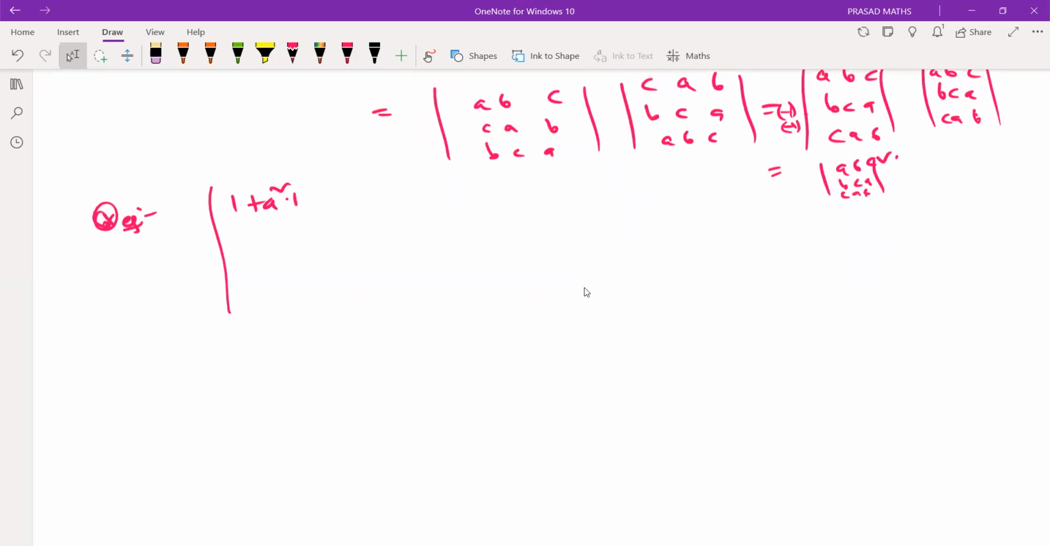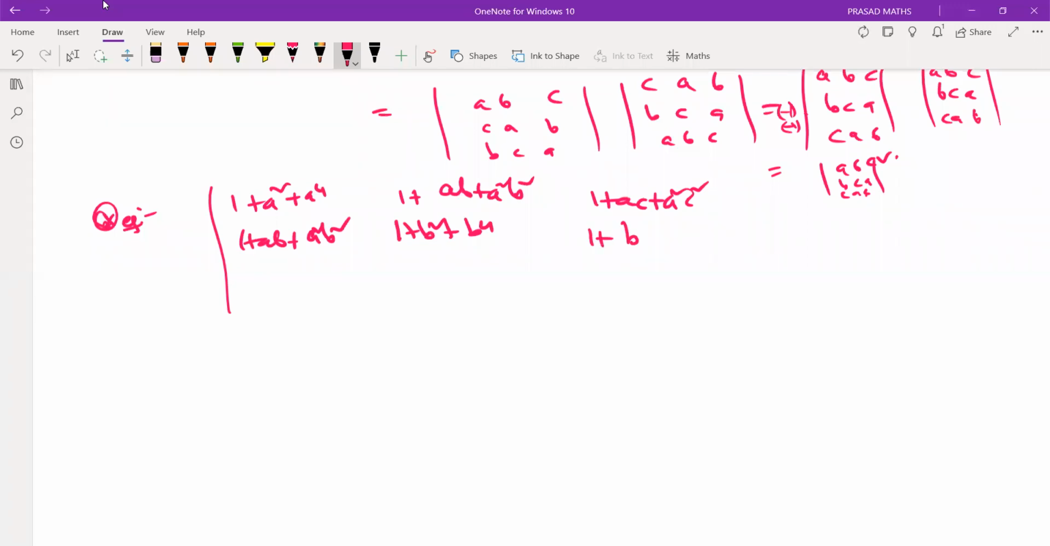1 plus a square plus a power 4. 1 plus ab plus a square b square. Next, 1 plus ac, a square c square. Next, 1 plus ab plus a square b square. 1 plus b square plus b power 4. Next, 1 plus bc, b square c square. Next, 1 plus ac, a square c square. Next, 1 plus bc, b square c square. Next, 1 plus c square plus c power 4.